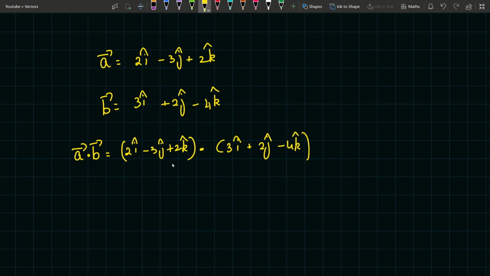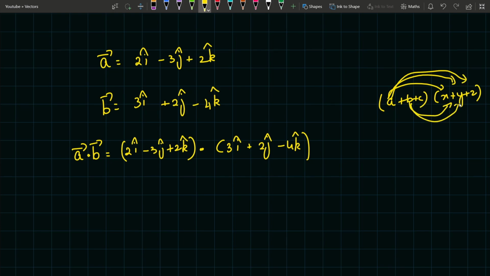So if this is the case, multiply each term, like how you do if you have three numbers like this, a plus b plus c and x plus y plus z. How will you multiply this? A into x, a into y, and then a into z. Similarly b into x, b into y, then b into z, then c into all the three things. That's how you multiply, right? Similarly, do the same thing here.